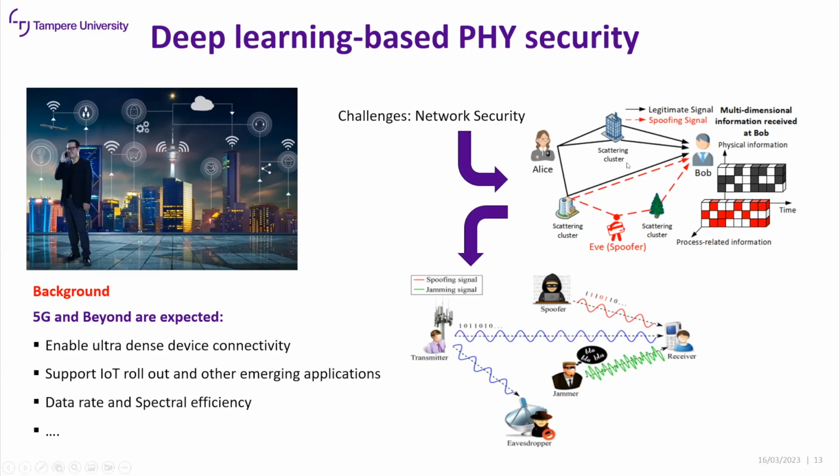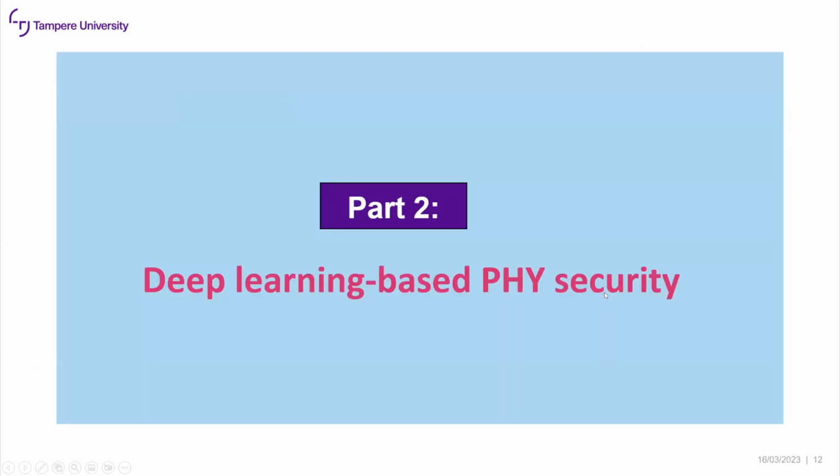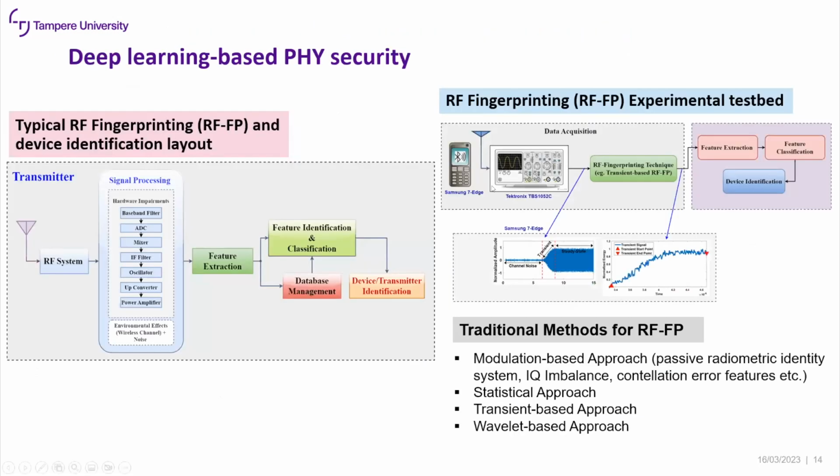An example of an attack is where you have a legitimate user sending information to the receiver, and then you have an eavesdropper or a spoofer trying to spoof the transmitted data. A typical way of solving this problem is using radio frequency fingerprinting. It is an emerging technology that uses the inherent characteristics embedded in the transmitter waveform to identify or characterize the transmitting device at the receiver.